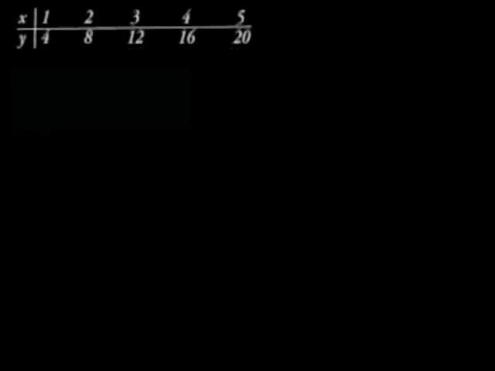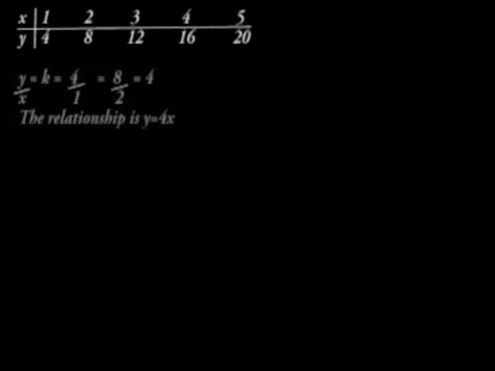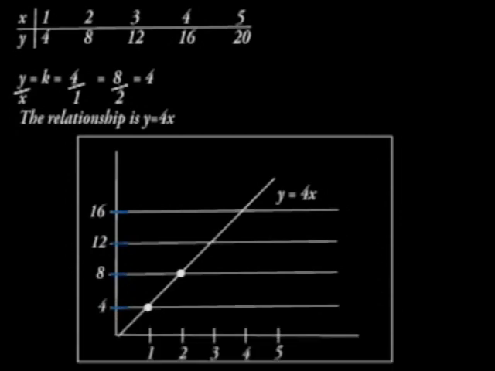For example, considering the table below, from the above values, determine k and determine the relationship between x and y, hence plot this relationship. y over x is equal to k, which is equal to 4 over 1, equal to 8 over 2, and is equal to 4. The relationship is given by y = 4x. Plotting that, we end up with the graph shown below. Note that for a linear relationship, 2 points are sufficient to plot the graph.